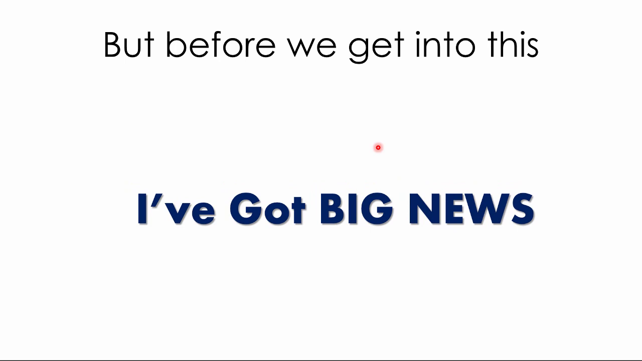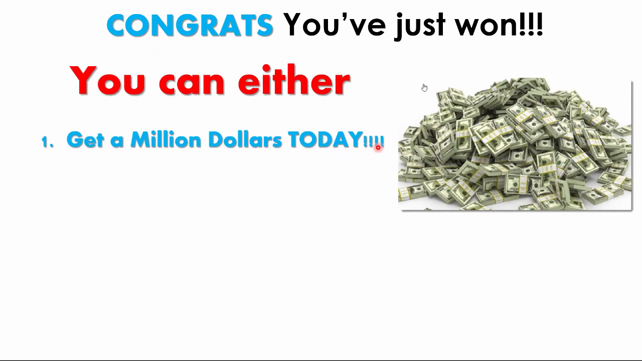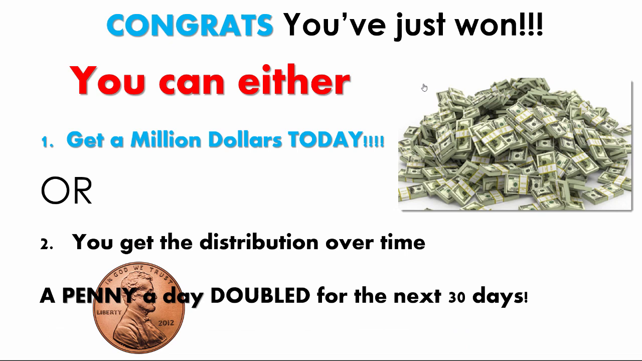Okay, before we get into this, I've got big news for you. Y'all ready for this? Congratulations. You've just won. You can either get $1 million right now, or you can get the distribution over time. You get a penny a day doubled for the next 30 days.